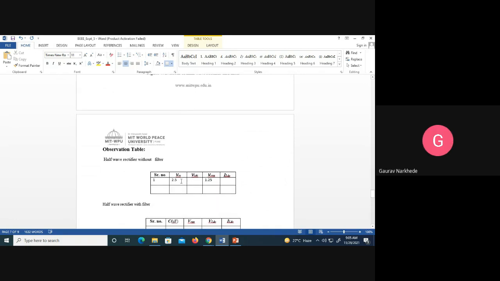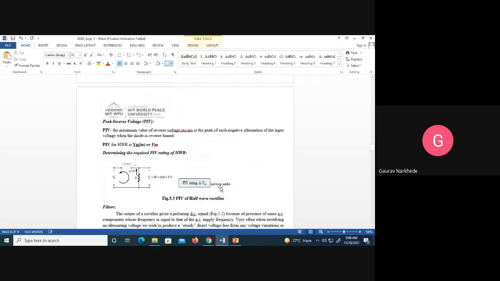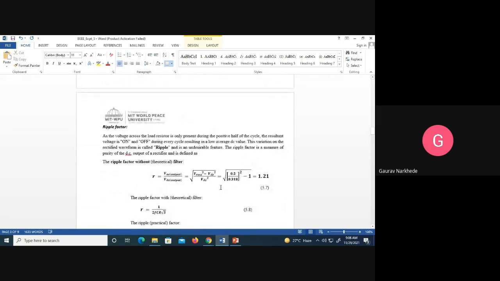Just take down the values. What is 2.5 divided by pi? Can you tell me the value? Sir, approximately 0.8. Okay, let us take 0.8 and 1.25. So can you calculate this value? It will be 1.25 square minus 0.8 square, divided by 0.8 square.